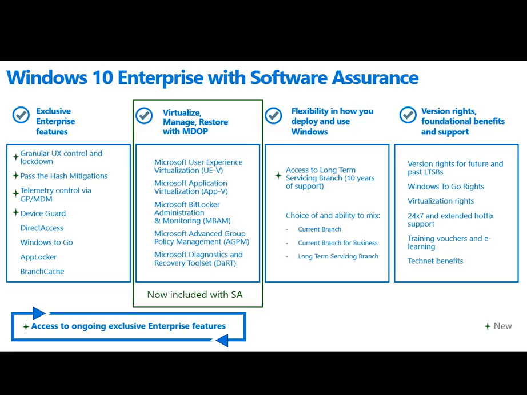But what I want to focus on here is the version rights and foundational benefits and support. This is very important. With software assurance, you have 24/7 and extended hotfix support. This is very important because some customers think Windows 8.1 or Windows 10 technical support is free. It's actually not. If you want free technical support, you need to have software assurance.